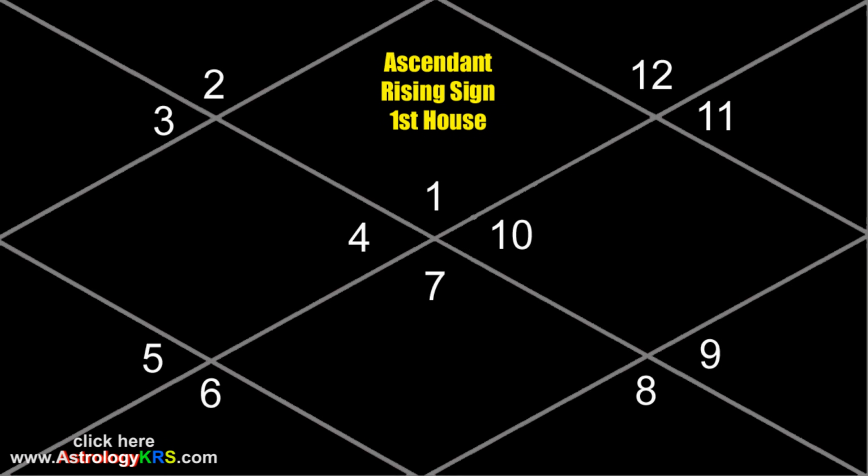Okay, so never forget this number sequence that you see on this chart. These are the fixed houses. The 5th house is always where you see number 5. The 9th house is wherever you see number 9. The 10th house is wherever you see the 10th house.